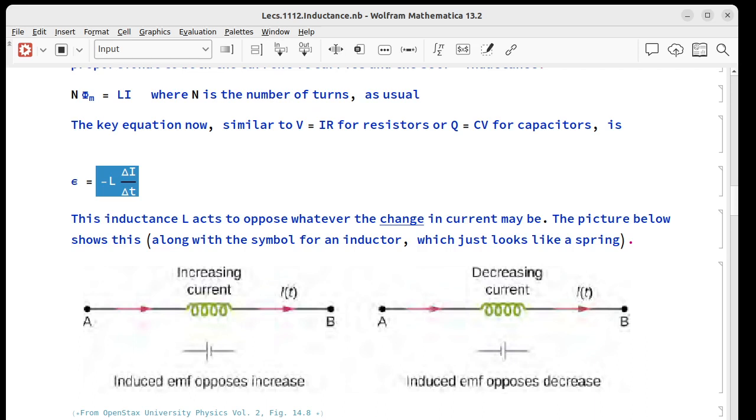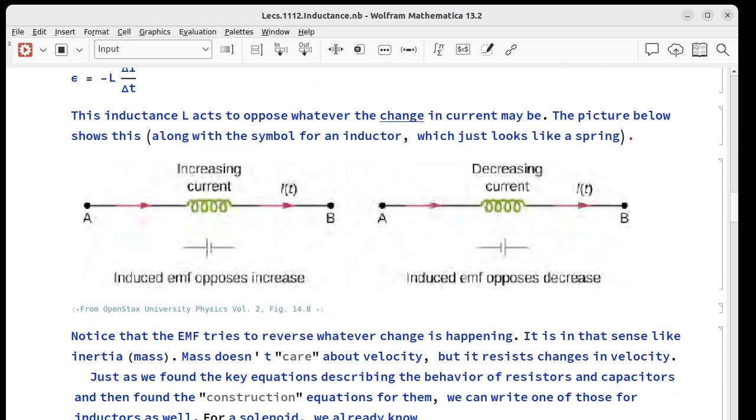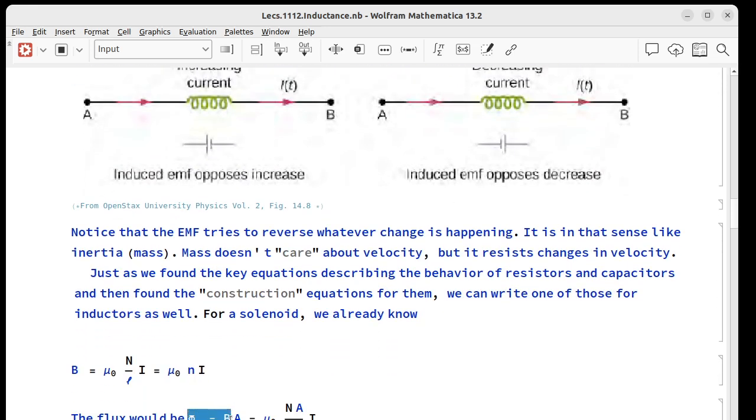So just like we found the equations that describe the behavior of resistors and capacitors, and then we found the equations we would need to build one of those things, we can do that for inductors too. We already have the value of B field for a solenoid. It's just mu naught times number of turns per meter times current. The flux we know is B times A, so we could write it like this. We can then use N phi equals L I to say, well, okay, the inductance of the solenoid must be N phi divided by I.